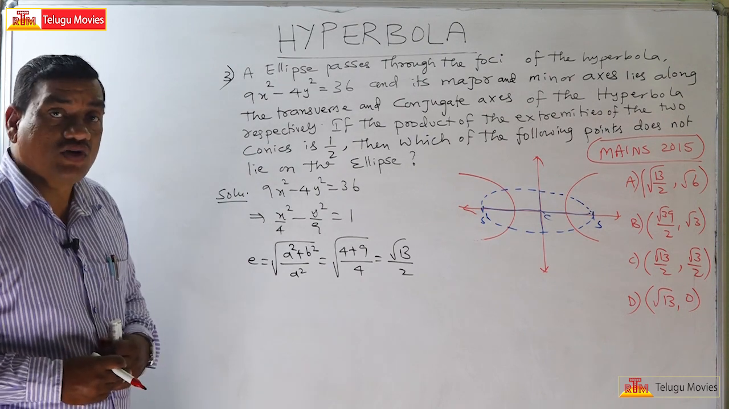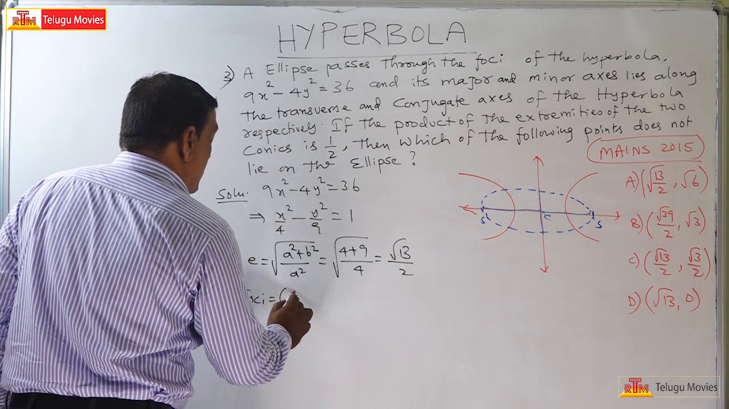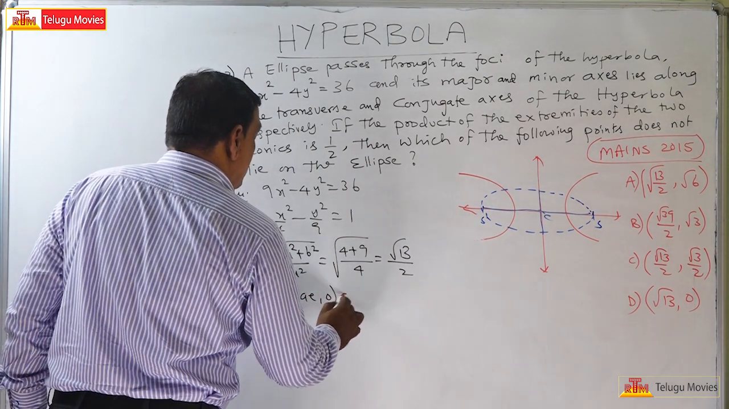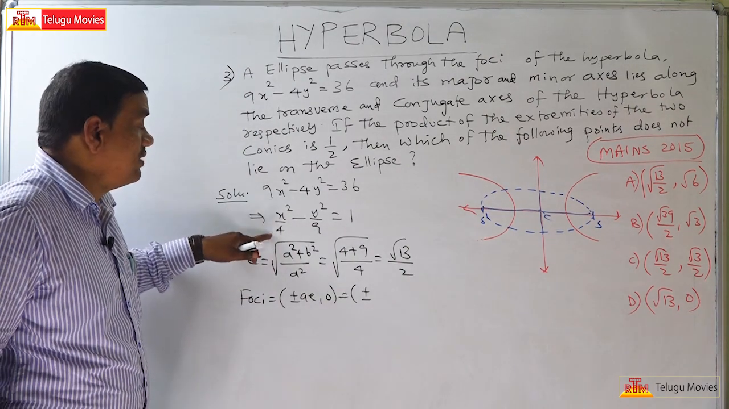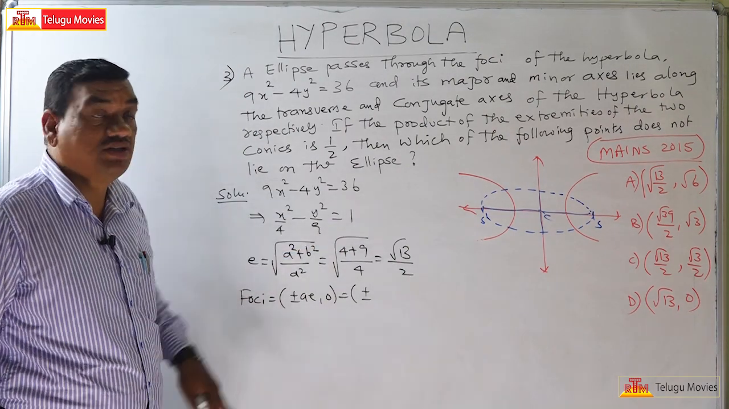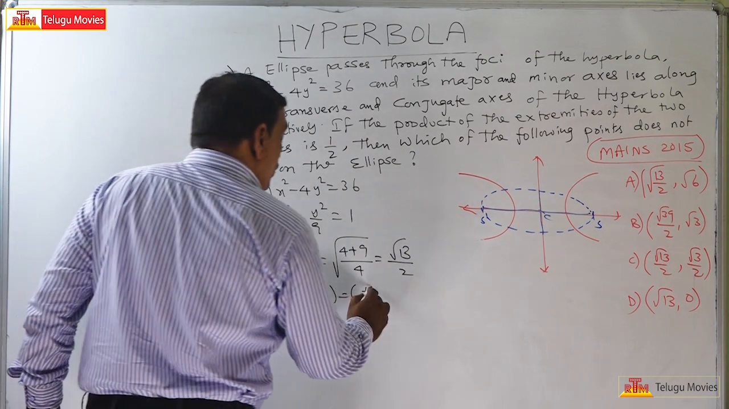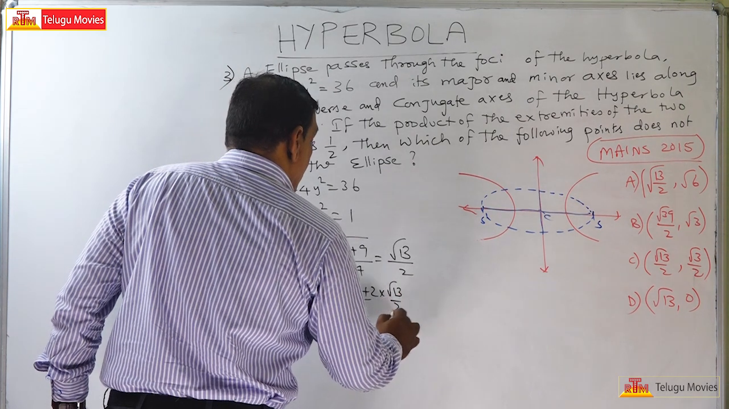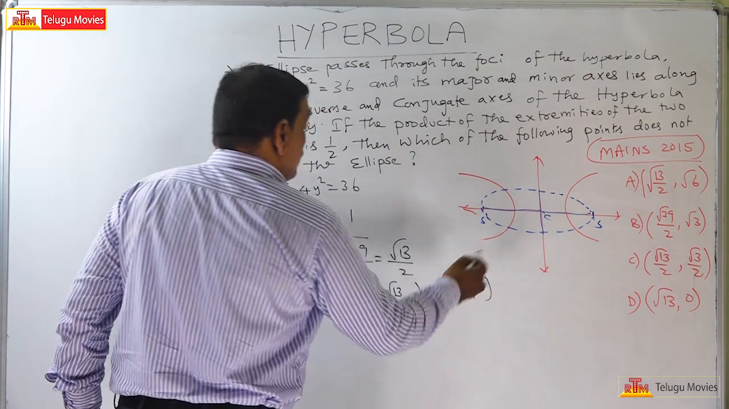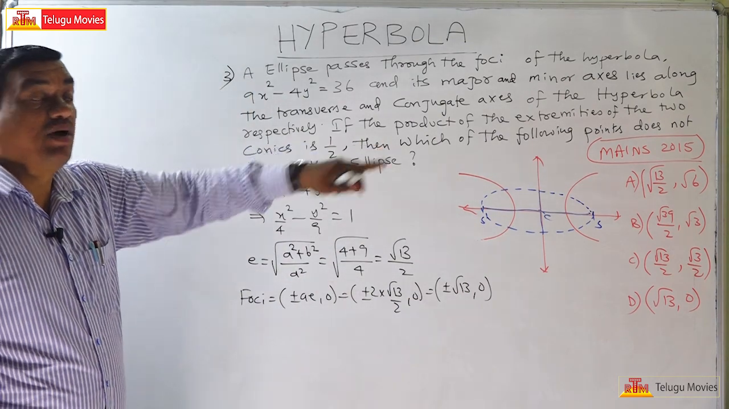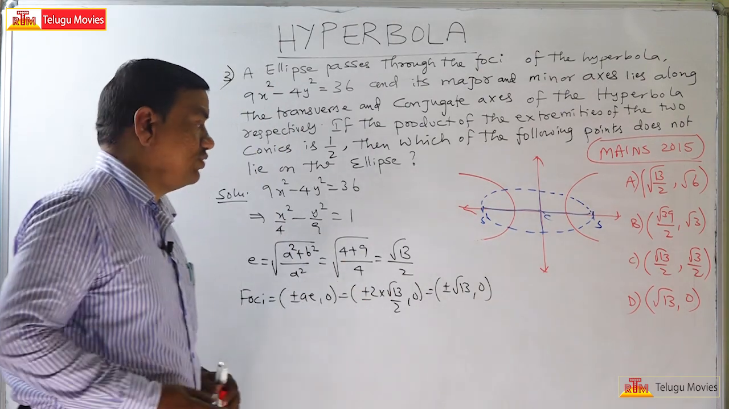Then what are the foci? The foci are given by plus or minus ae comma 0. For the hyperbola x square by a square minus y square by b square is equal to 1, here a square is equal to 4, therefore a is equal to 2, and e is root 13 by 2. So the foci are plus or minus root 13 comma 0. That means our ellipse passes through this point. Let us keep that, we will substitute there.